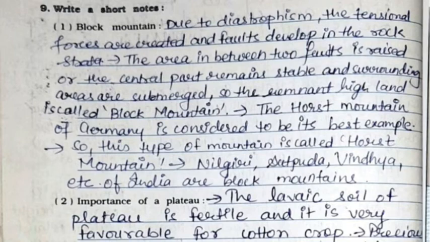First one is about block mountain. Due to the diastrophism, the tensional forces are created and faults develop in the rock strata. The area in between two faults is raised or the central part remains stable and surrounding areas are submerged. So the remnant highland is called block mountain. The Horst mountain of Germany is considered to be its best example. So this type of mountain is called Horst mountain.